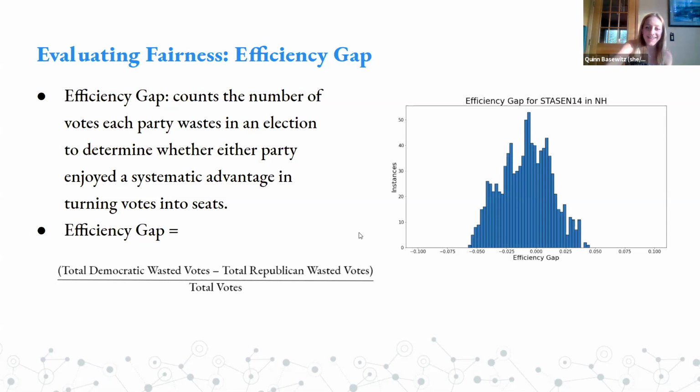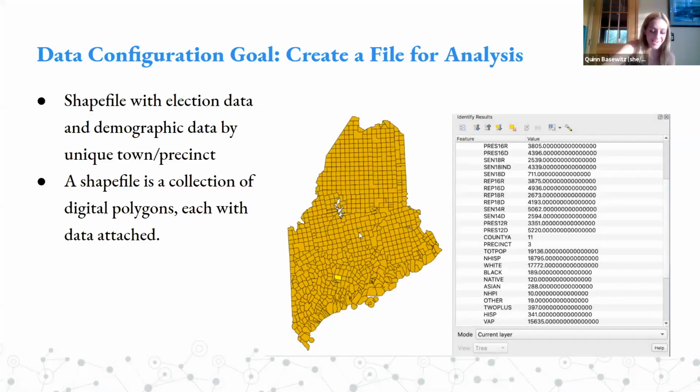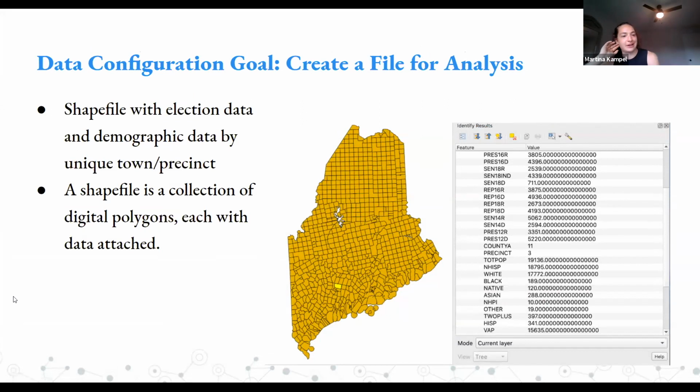So what I didn't mention is that our group looked at 4 states. We looked at Maine, New Hampshire, Nebraska, and Kansas. So Martina is going to tell you a bit about our experience with Maine. Hello. So as Quinn mentioned, I'll be talking mostly about Maine and the data wrangling process for it.